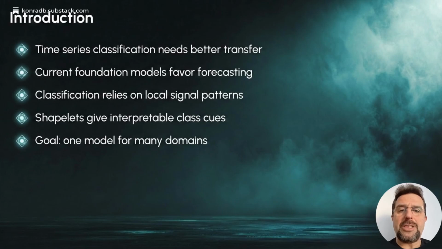If you think about it, classification means asking a simple question: which label fits this whole signal? The catch is that the answer often depends on short pieces, not the entire curve. Many large models learn trends for prediction, but they miss these short clues. This work asks, can we pre-train one model that learns such useful pieces across many datasets, then reuse them for new tasks without starting over?